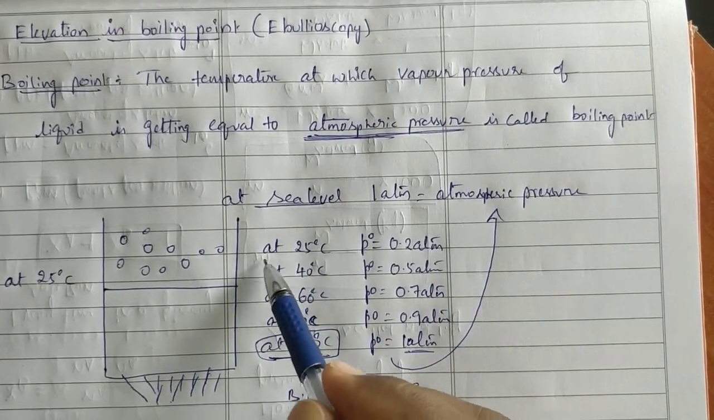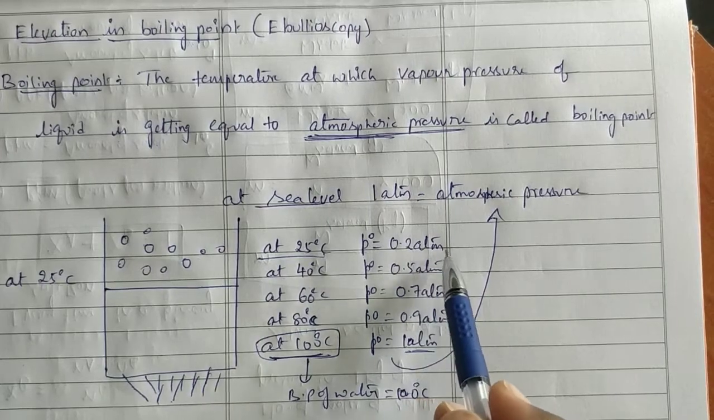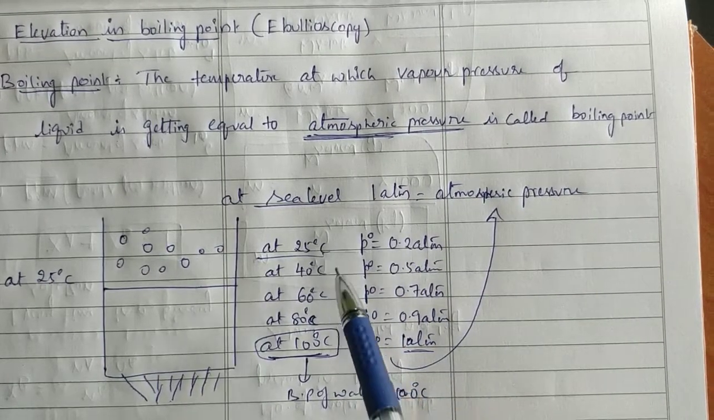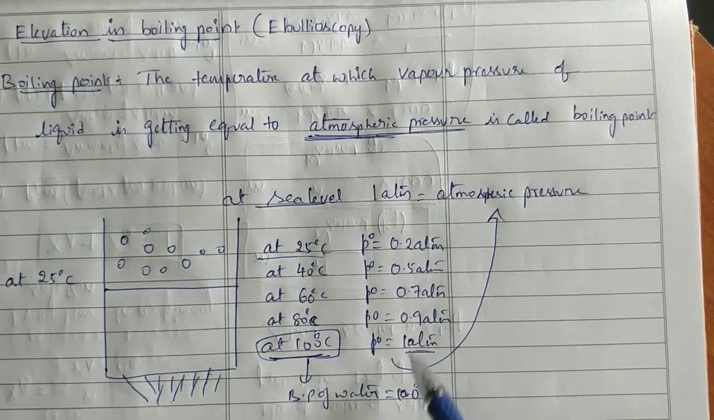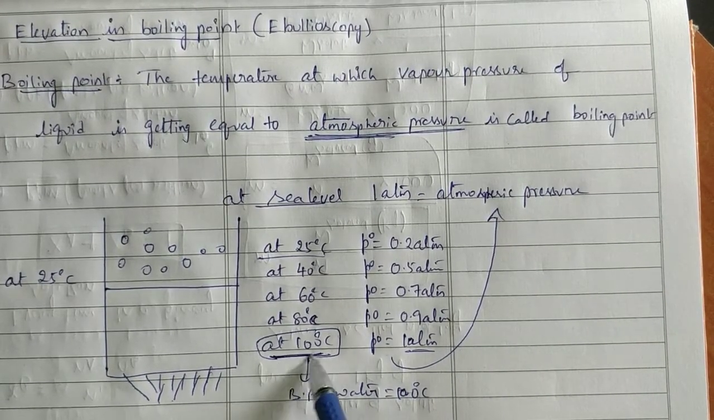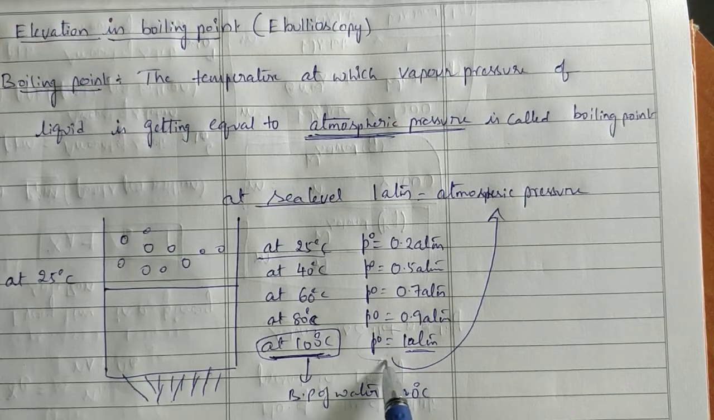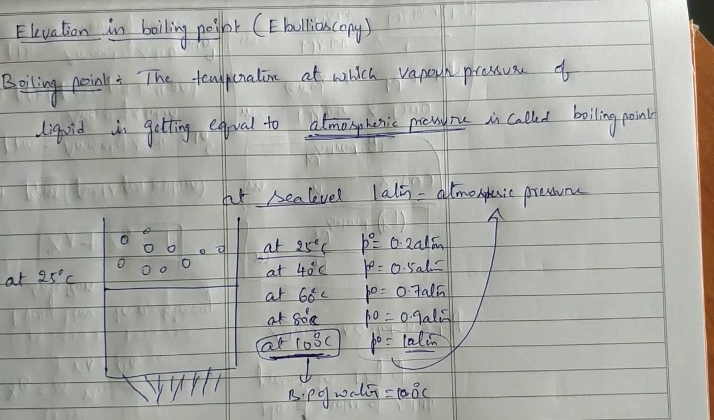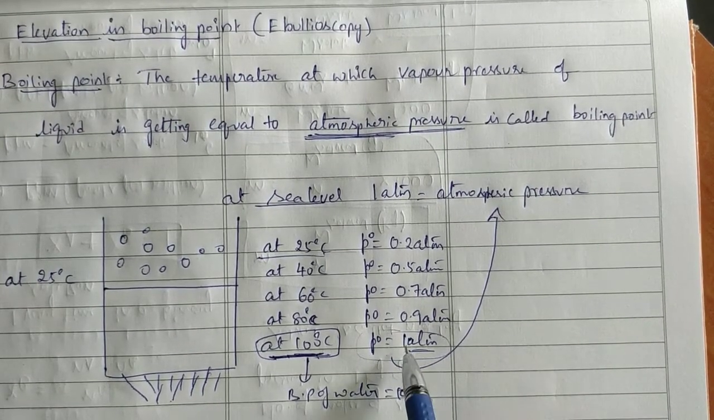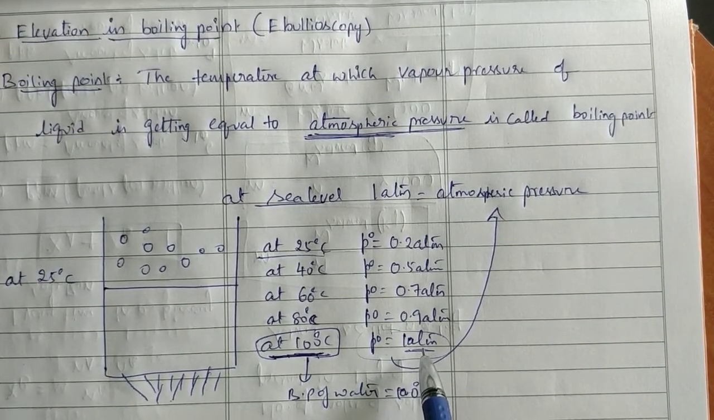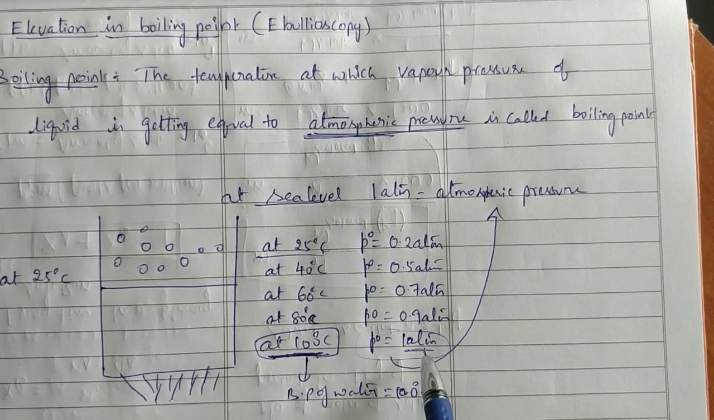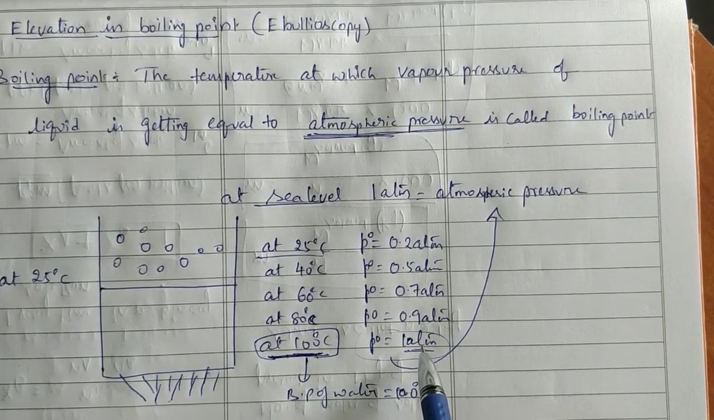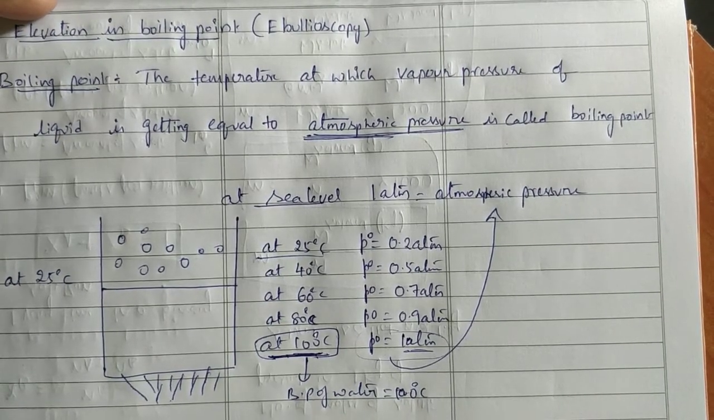While this is happening, initially at 25 degrees centigrade, P0 is equal to 0.2 atmospheres. While the temperature is getting increased, vapor pressure is also getting increased, and finally at 100 degrees centigrade for water, this P0 is becoming 1 atmosphere pressure. That's why 100 degrees centigrade is the boiling point of water. Like that, any other liquid if you take, they will also achieve that 1 atmosphere pressure, but there is a chance of lower or higher temperature, because that depends on the nature of the liquid and intermolecular force of attraction.